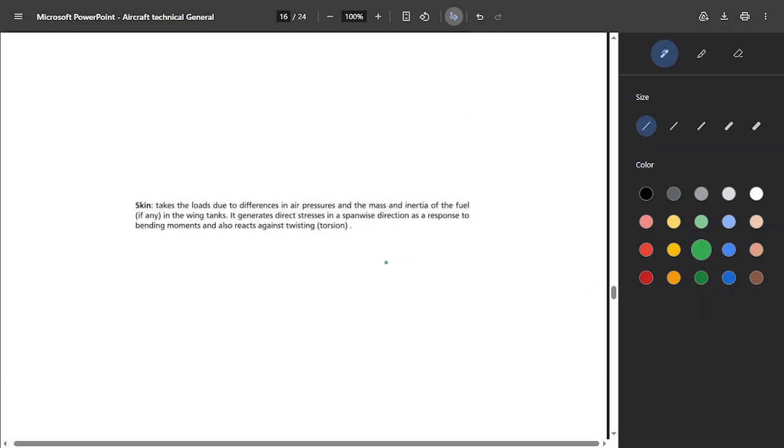See, we can read about the skin. Skin takes the loads due to differences in air pressures and the mass and inertia of the fuel, if any, in the wing tanks. It generates direct stresses in a span-wise direction as a response to bending moments and also reacts against twisting torsion.